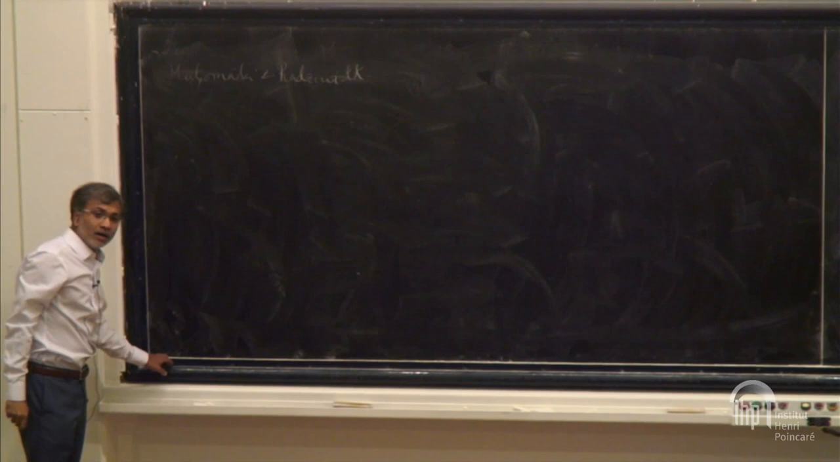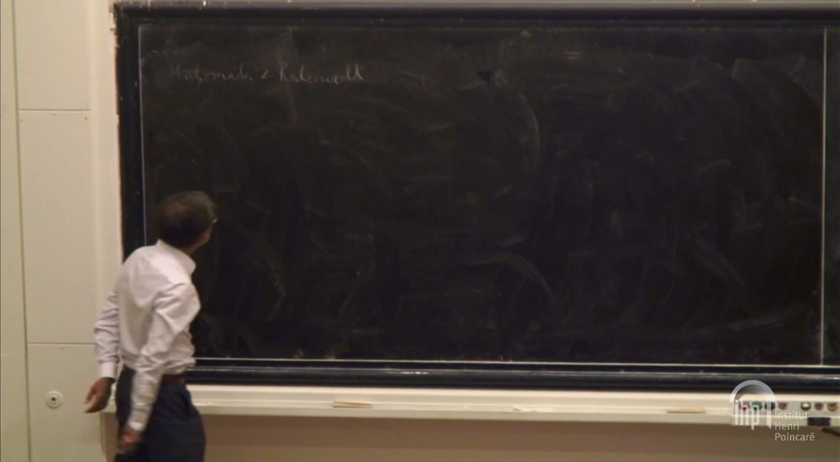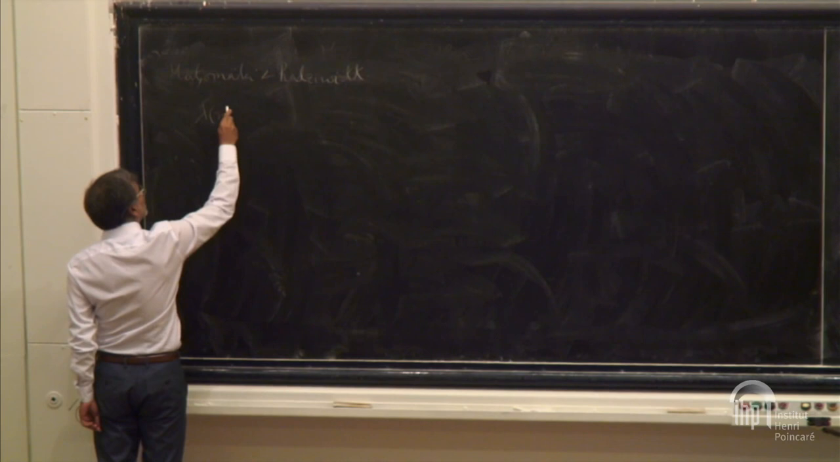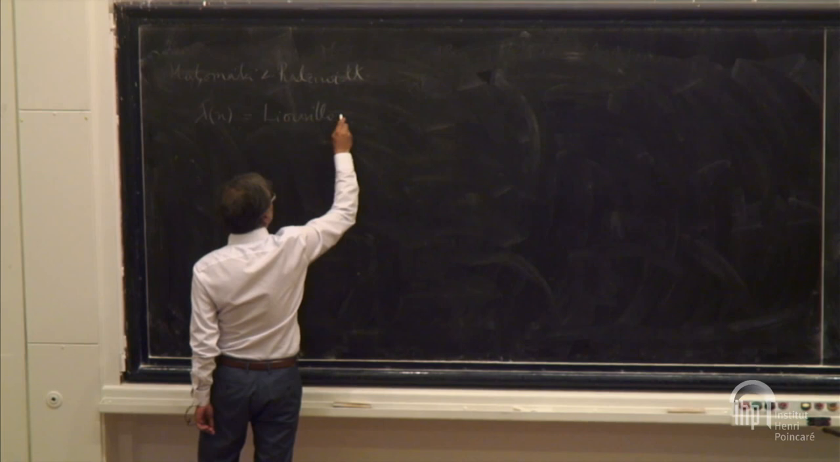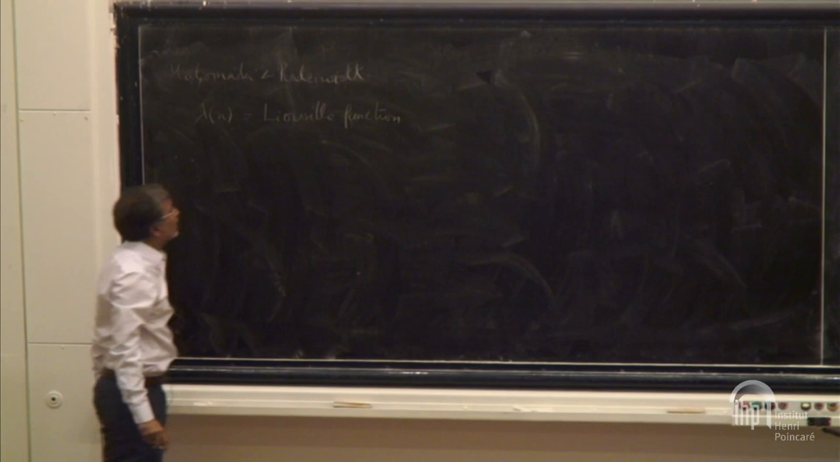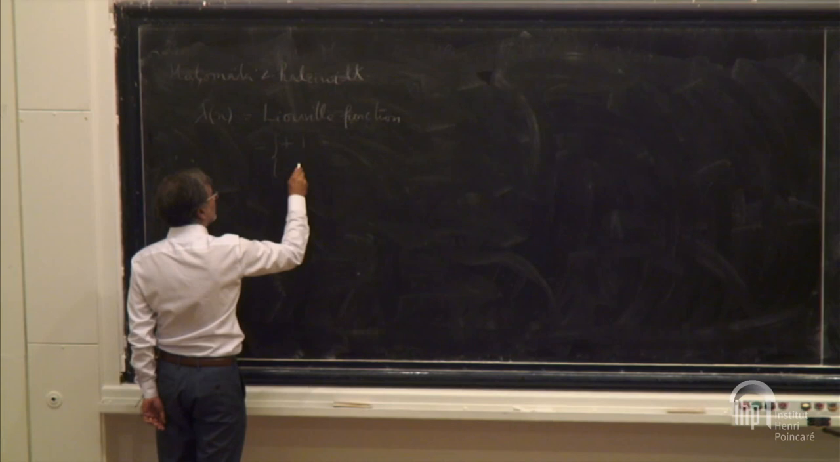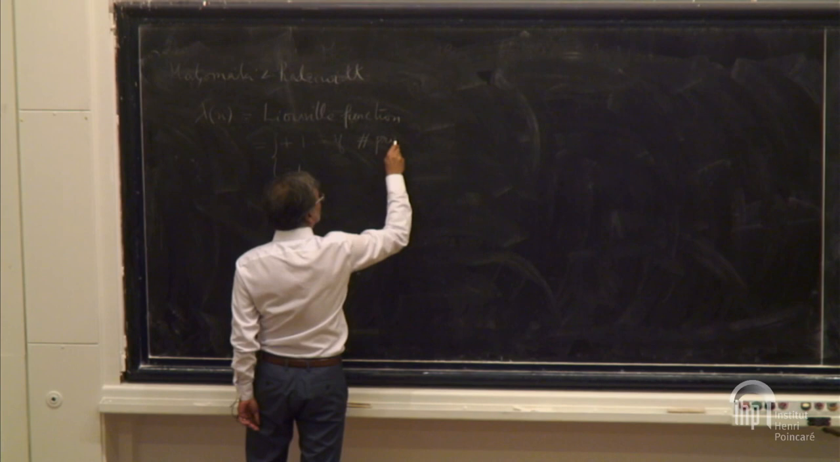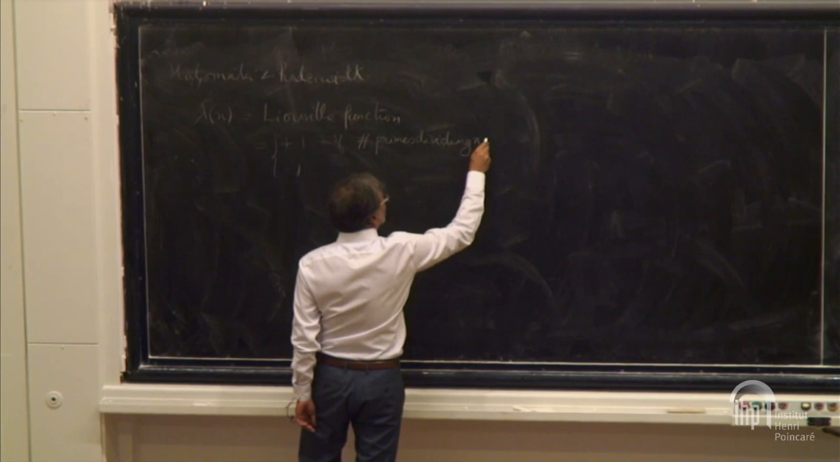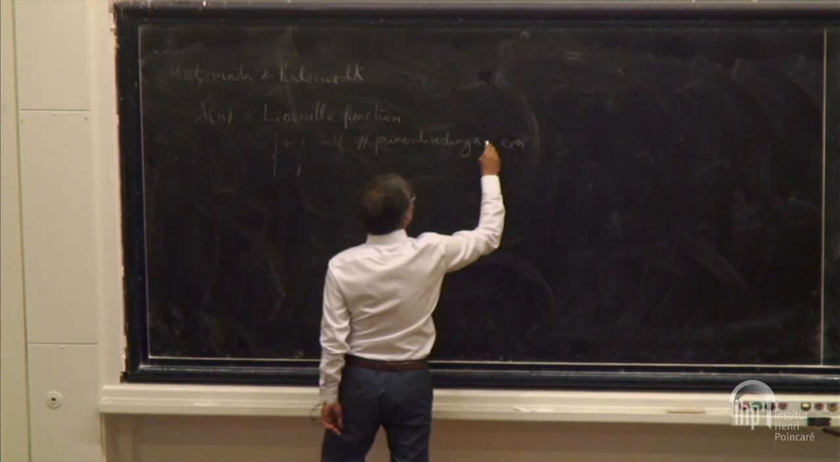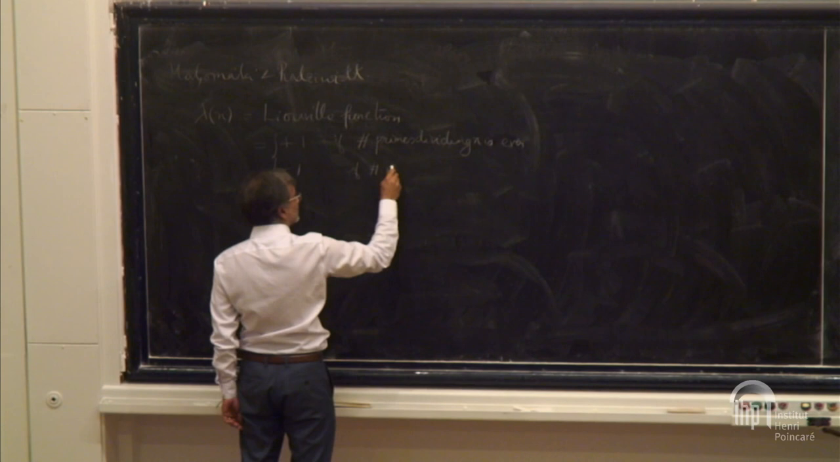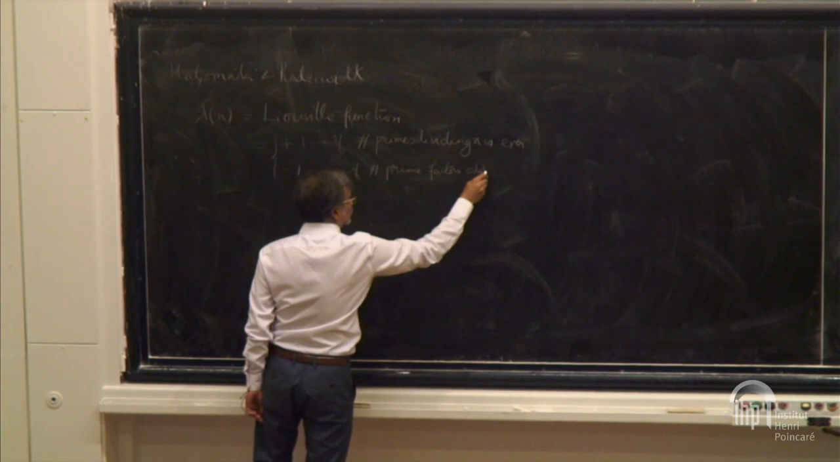So their work is a little bit more general, but for concreteness and maybe one of the most interesting examples, I'll focus mostly on the Liouville function. And this is a function which is very well known in number theory. It takes the values +1 or -1. It's +1 if the number of prime factors dividing n is even, and -1 if the number of prime factors is odd. So it's -1 to the number of prime factors.